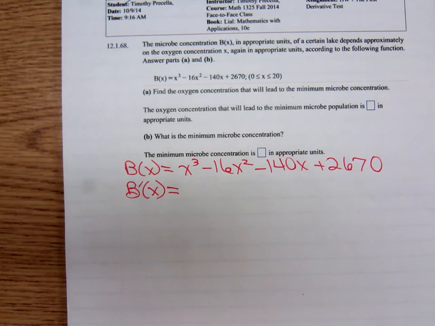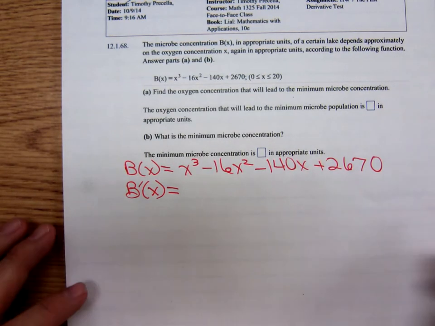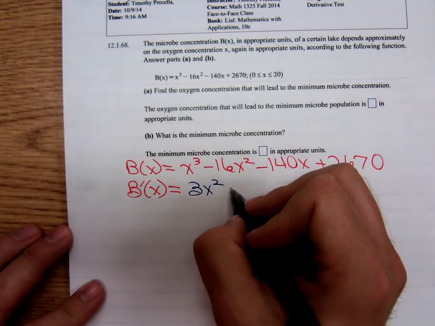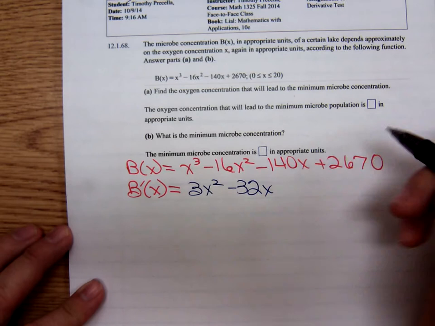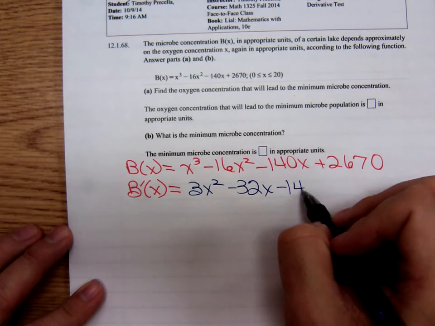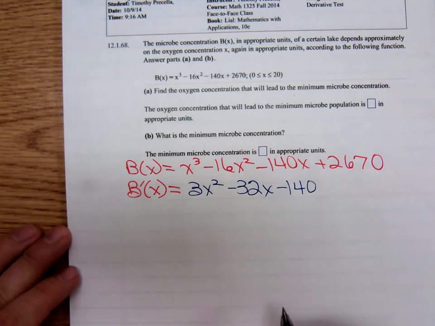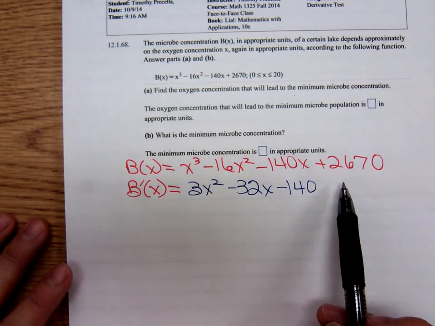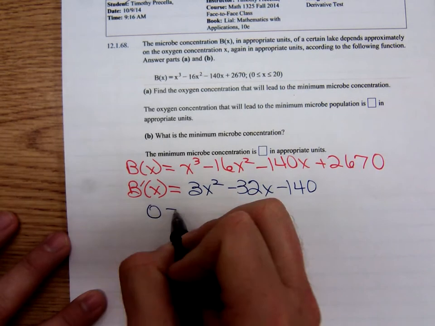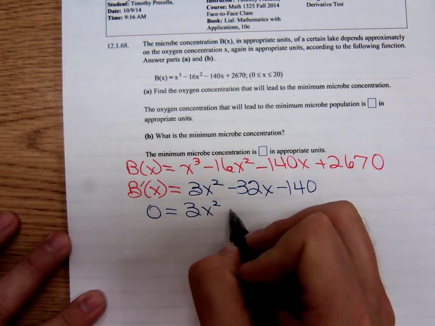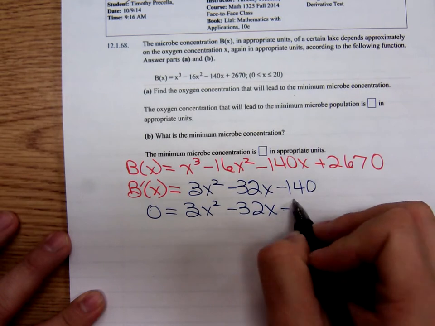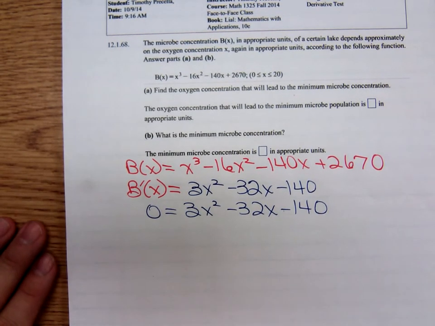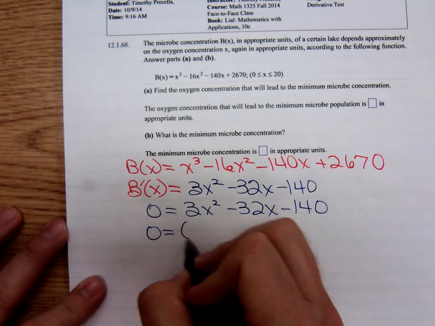Differentiating, we get 3x squared minus 32x, minus 140. And we want to know, when is that derivative equal to 0? It's never undefined. It's another polynomial function, so it's never undefined. But when will it equal 0? And is that factorable? Yes, it is.